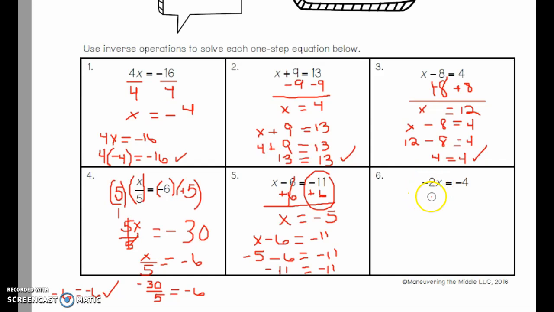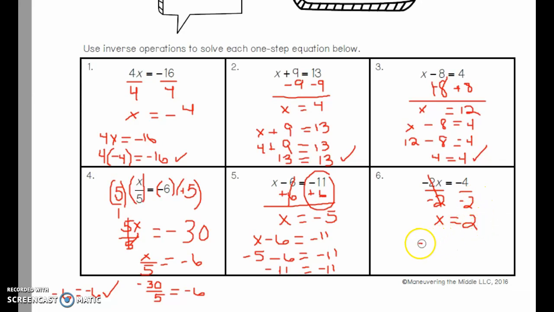This is multiplication. The opposite is division. We show the undoing of multiplication by drawing a line underneath. I'm dividing by -2. -2 divided by -2 is a fancy way of saying 1. X equals, let's take care of the signs first. A negative divided by a negative is a positive, so I don't write anything. 4 divided by 2 is 2.